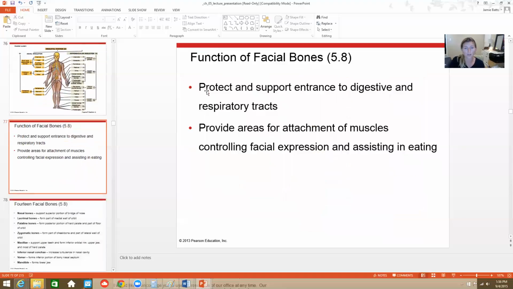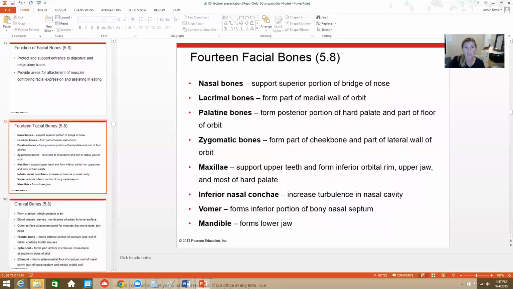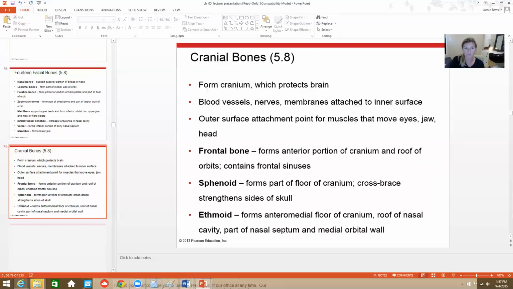Facial bones ultimately are there for our muscles, for our jaw muscles, as well as facial expressions. And they're listed here: nasal, lacrimal, palatine on the back of our roof of our mouth there, and the bottom of our eye socket. Zygomatic are cheekbones. Maxillae are the top teeth. Inferior nasal conchae on the inside of our nose. Our vomer is on the inside of our nose too, and then the mandible is our lower jaw.